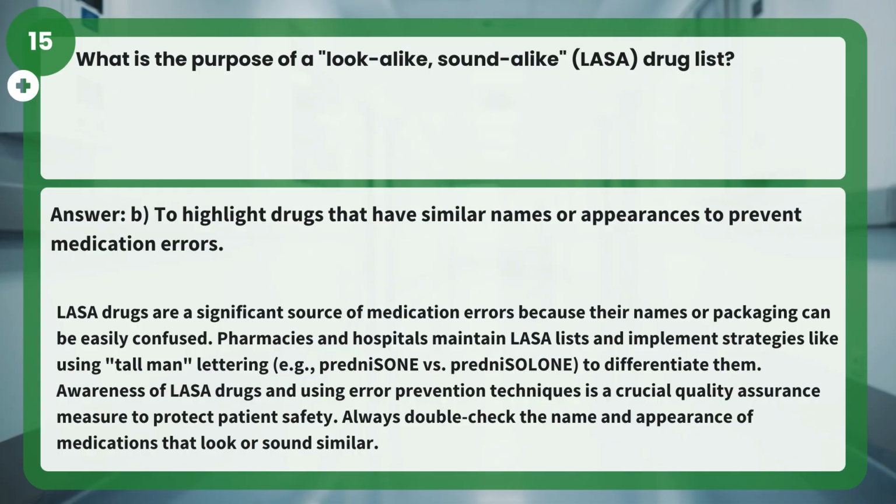Answer: B. To highlight drugs that have similar names or appearances to prevent medication errors. LASA drugs are a significant source of medication errors because their names or packaging can be easily confused. Pharmacies and hospitals maintain LASA lists and implement strategies like using tall man lettering, e.g., prednisone versus prednisolone, to differentiate them. Awareness of LASA drugs and using error prevention techniques is a crucial quality assurance measure to protect patient safety. Always double-check the name and appearance of medications that look or sound similar.